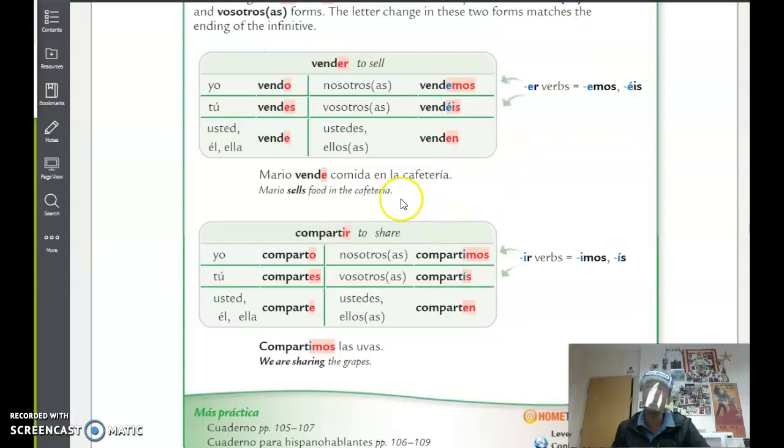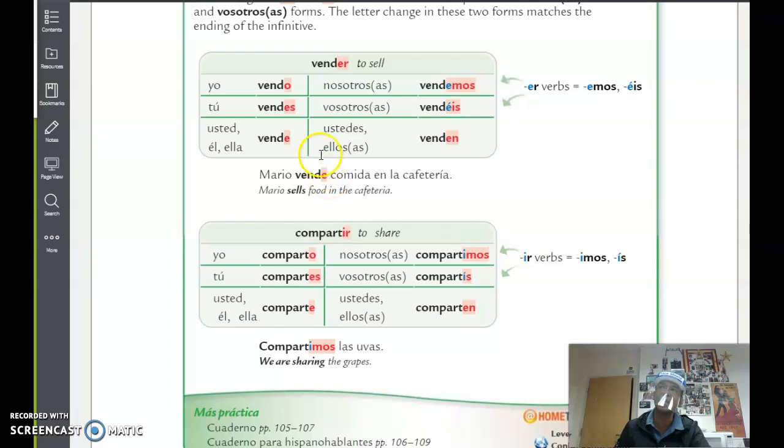Now you have others, like IR verbs. But before we get into those and compare them, let's look at this sentence. It says, Mario vende comida en la cafetería. Mario is the name of the person. He is the subject. It's a he, él. Therefore, he sells, right? Notice how I say sells. That is a conjugation in English. I don't say he sell, right? That would be incorrect. So the verb is changed, it's conjugated right there. So Mario sells food in the cafeteria.